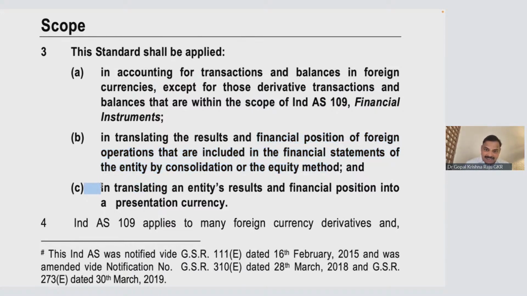Next, translating the entity's results and financial position into a presentation currency. Now you are a subsidiary of a company in Australia; the Australian company has invested 100% in the Indian company. Whether you will present the financial statements in INR or in Australian dollars, because anyhow you have to convert into Australian dollars for consolidation with the Australian company. So the presentation currency is a question mark. We will understand all these concepts in very simple terms. Please look at this.